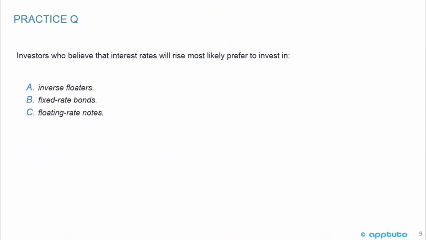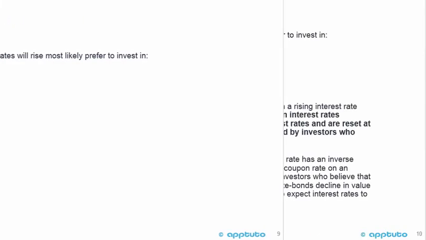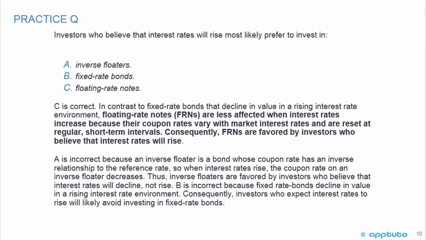Quick practice question. Investors who believe that interest rates will rise most likely prefer to invest in A, inverse floaters, B, fixed rate bonds, or C, floating rate notes. C is correct. Investors who believe that interest rates will rise most likely prefer to invest in floating rate notes.